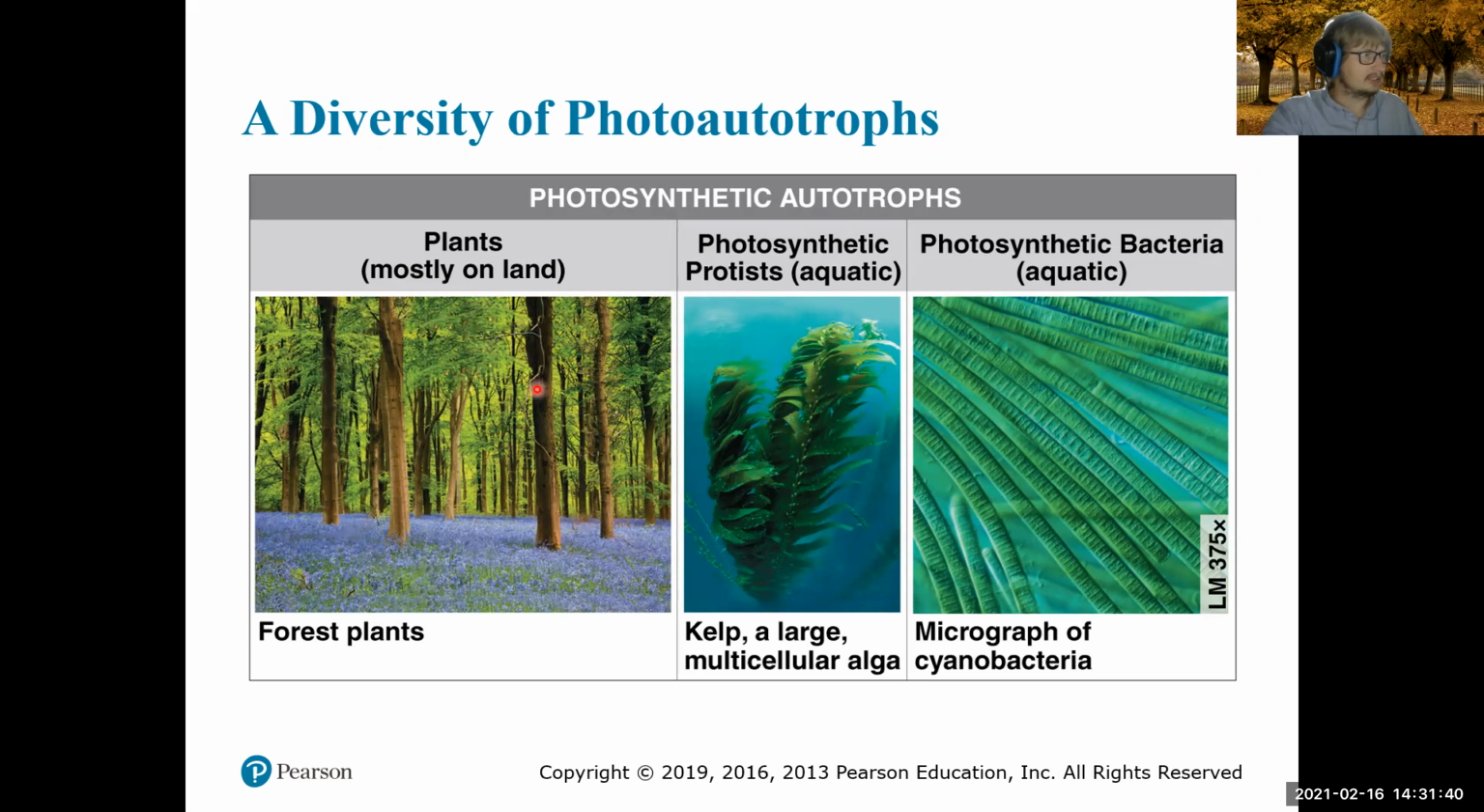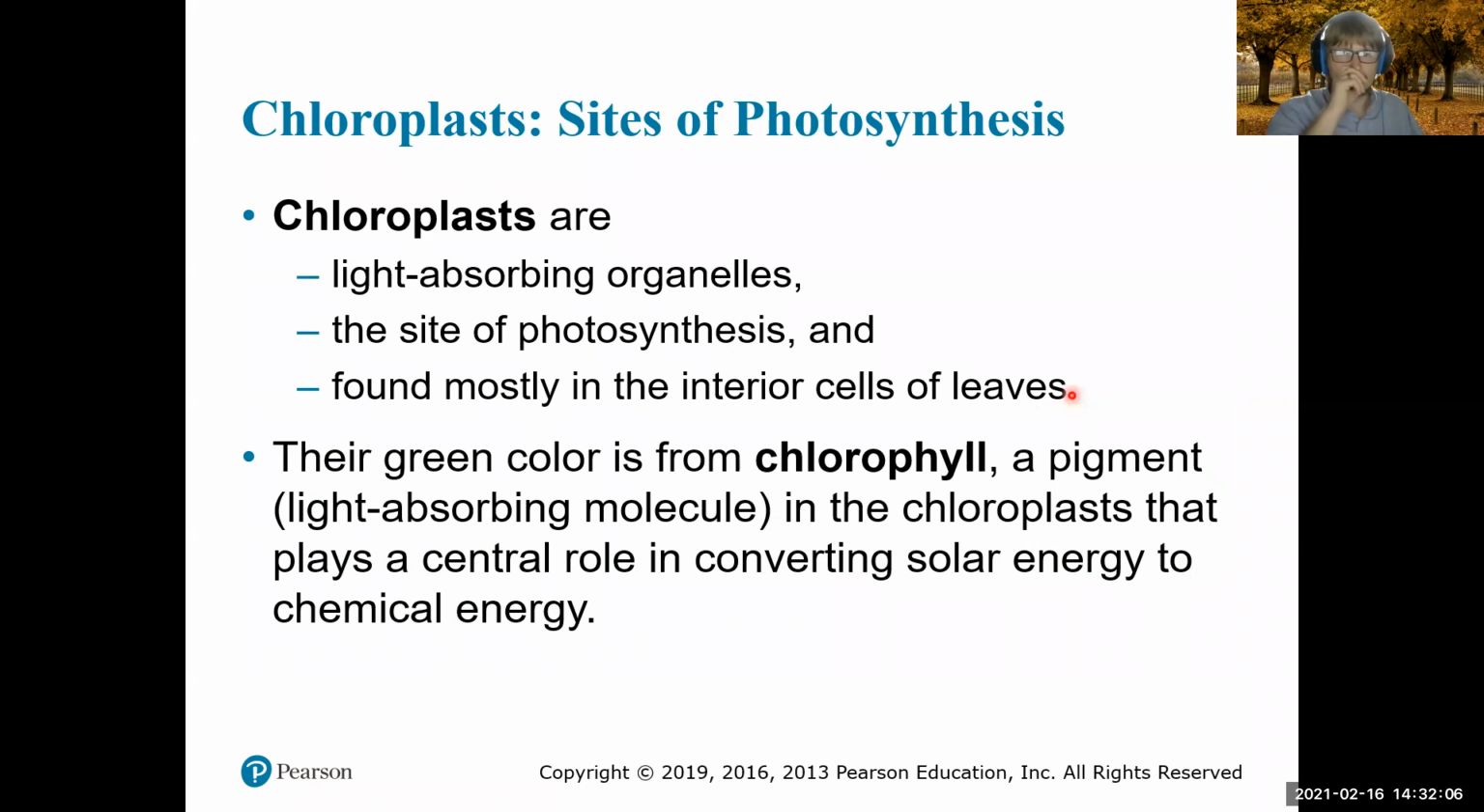So here's some examples of photosynthetic autotrophs. So you have plants, so all of the plants shown in this forest. You have protists, like this kelp that's shown here. And then you have some cyanobacteria, that's aquatic, with these two being aquatic-based organisms. Phytoplankton, all of those. That's an example of photoautotrophs. So there are lots of examples of photoautotrophs.